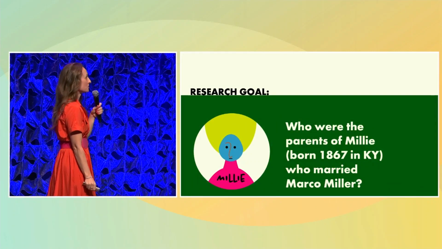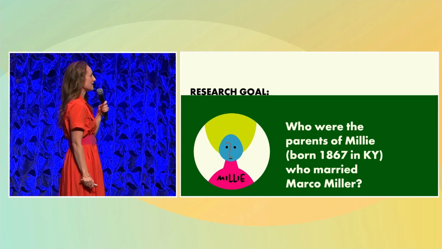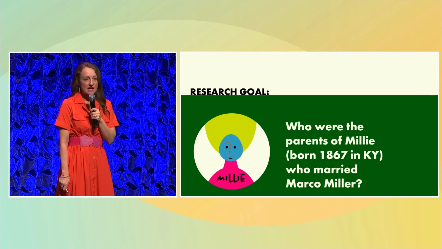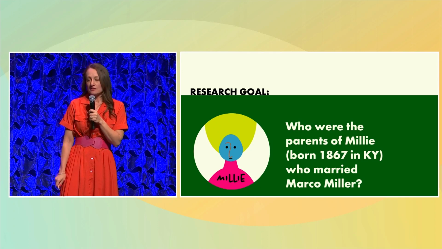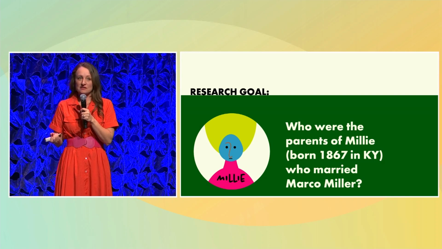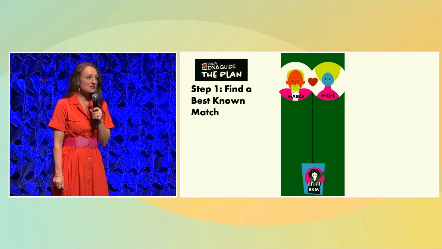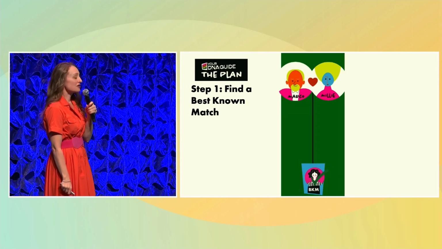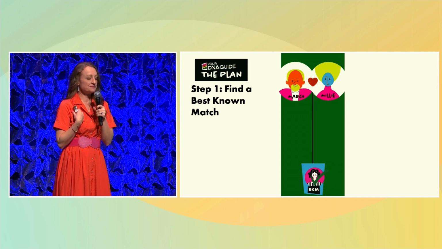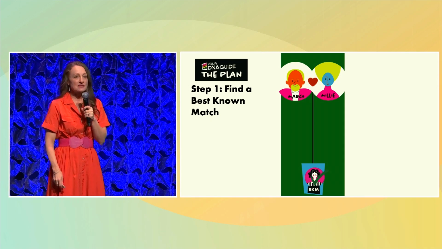This is our research goal. Who were the parents of Millie, born 1867 in Kentucky, who married Marco Miller? That's our research goal. So the first step in the plan says we need a best known match, someone who is a descendant of Marco and Millie, just like we are, but ideally through a different child than our own ancestor. Okay, so we need to find this person. We need to find this best known match.